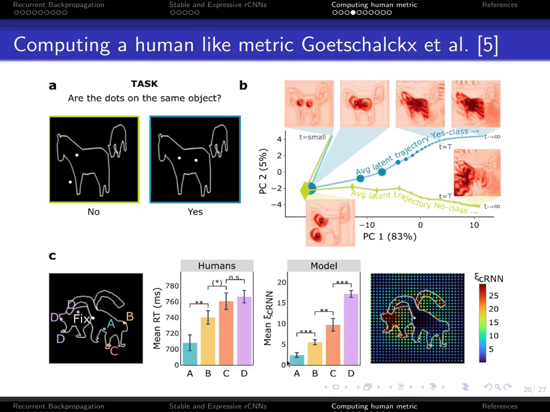And they saw that it is lower for A, and as we go to B, C, and D, the uncertainty increases, and the same phenomenon is observed with human reaction times. So they had a set of humans, they asked them to answer if the 2 points are inside the same object, and the reaction time is correlated with the uncertainty measured.